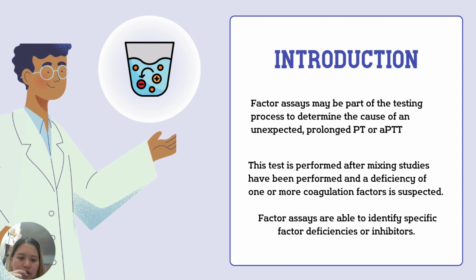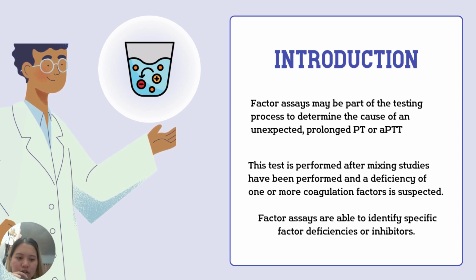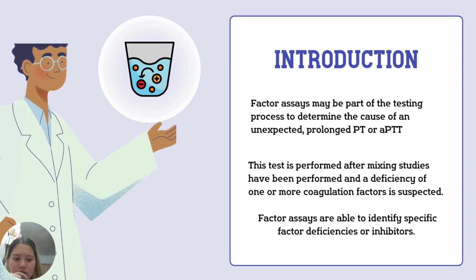Introduction. Factor assays may be part of the testing process to determine the cause of an unexpected prolonged PT or APTT. This test is performed after mixing studies have been performed and a deficiency of one or more coagulation factors is suspected. Factor assays are able to identify specific factor deficiencies or inhibitors.